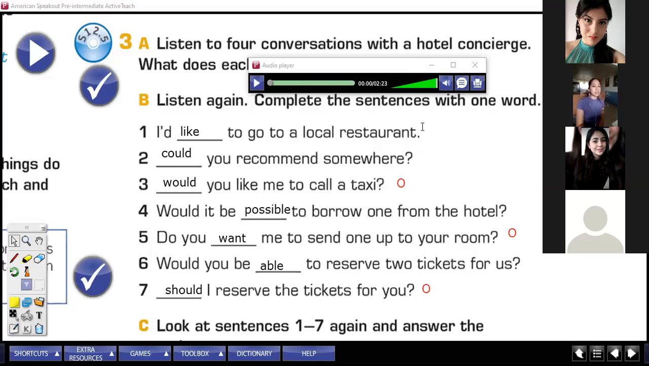That's what you need something. I'd like, that is very polite. It's not I want. Yo quiero, no. Me gustaría. Any other? Could you, would it be possible? And would you be able? Okay.